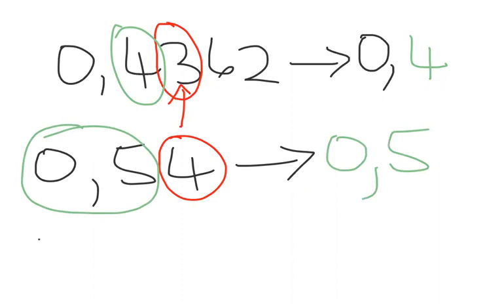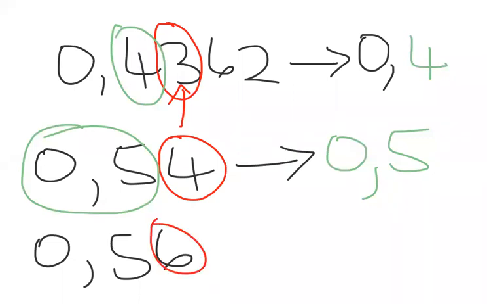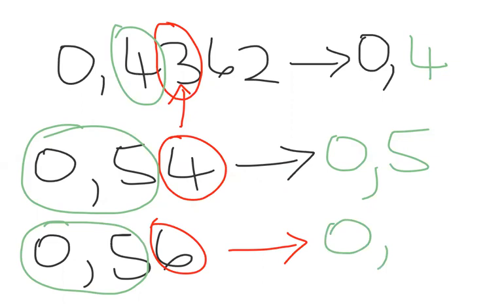But if you had 0,56, that 6 is bigger than 5. So that means this 0,5 here is not going to stay 0,5. That's actually now going to move up to 0,6. There's only that 5, in a different color. This 5 over here now becomes a 6.